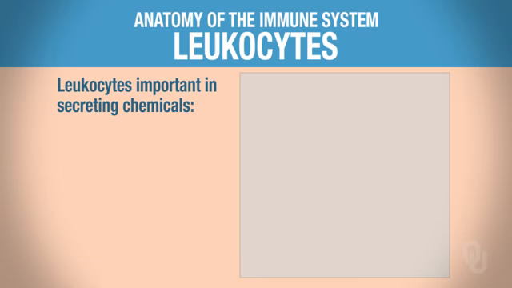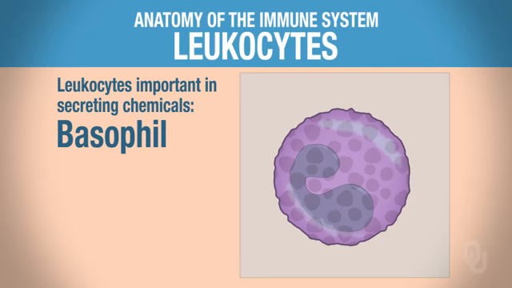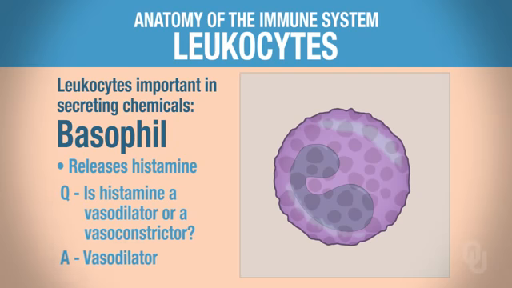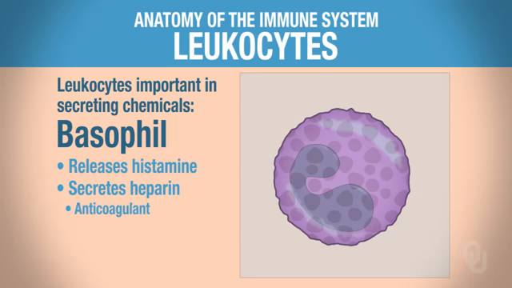Then there are other leukocytes called basophils that release some chemicals as well. Basophils can release histamine, and histamine, if you remember, is it a vasodilator or a vasoconstrictor? It's a vasodilator. And basophils will also secrete heparin. Heparin is an anticoagulant or used as a blood thinner. So if you have a blood clot, they would put you on heparin treatment. And what that would do was prevent further clotting, and it would also help break up that clot.